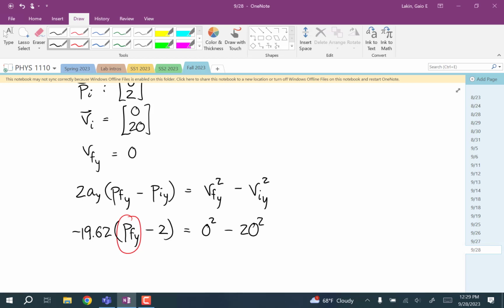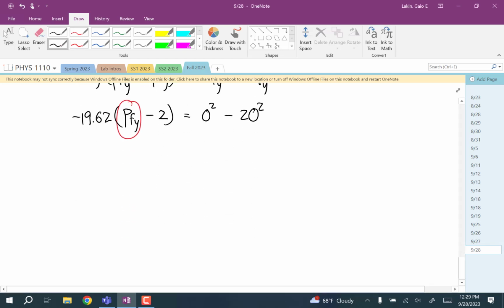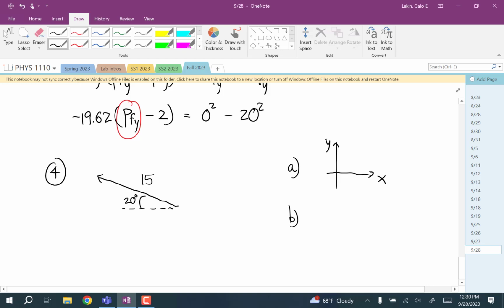And then the last one is just the vector stuff. Number 4. So the vector that it gives you is like this, where this angle is 20 degrees. And you need to represent it in 2 coordinate systems. The usual one, and then one with the positive x-axis up and the positive y-axis to the left.